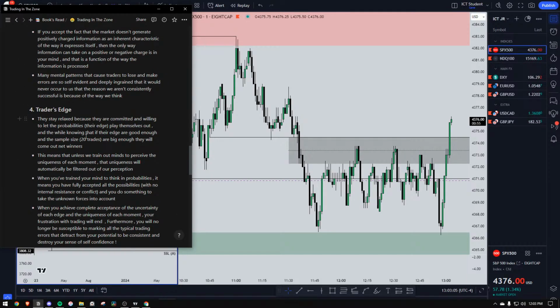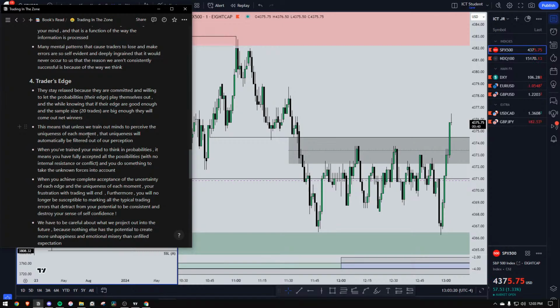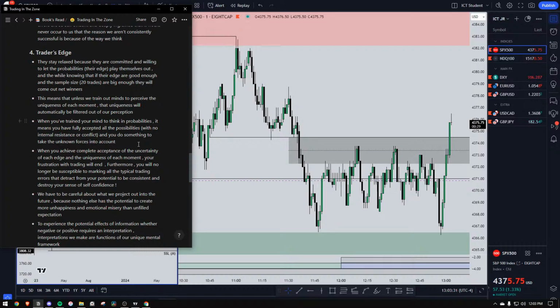Alright, traders' edge. They stay relaxed because they are committed and willing to let the probabilities of their edge play themselves out, knowing that if their edge is good enough and the sample size of trades is big enough, they will come out net winners. This means that unless we train our minds to perceive the uniqueness of each moment, the uniqueness will automatically be filtered out of our perception. When you train your mind to think in probabilities, it means you have fully accepted all the possibilities with no internal resistance or conflict, and you do something to take the unknown forces into account.